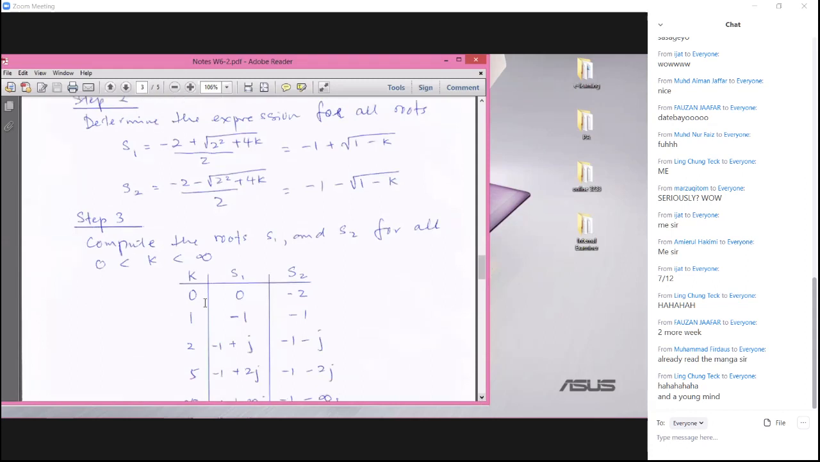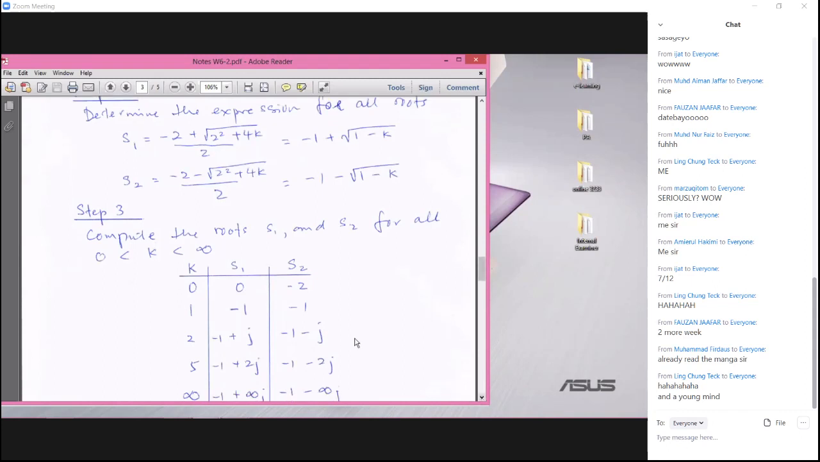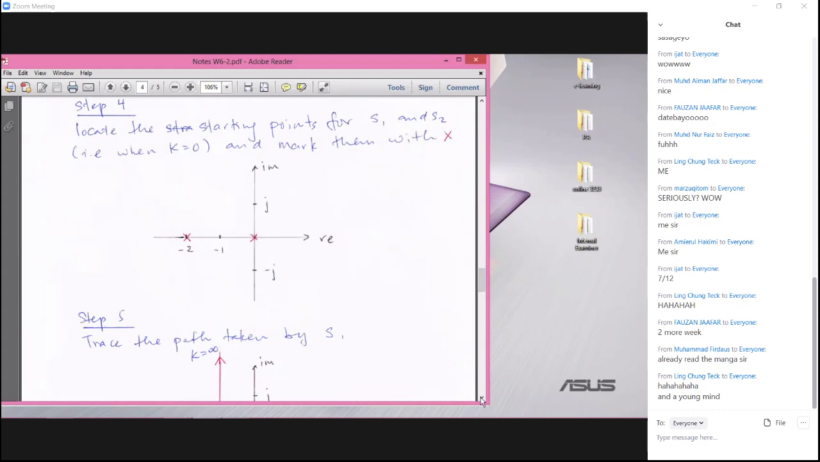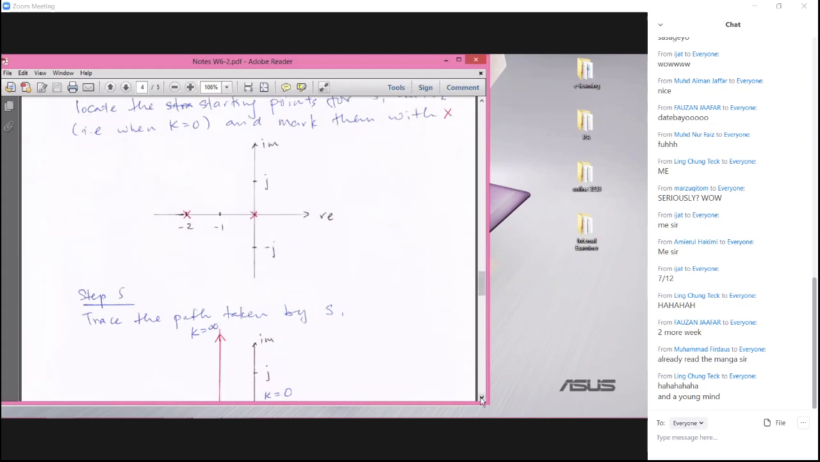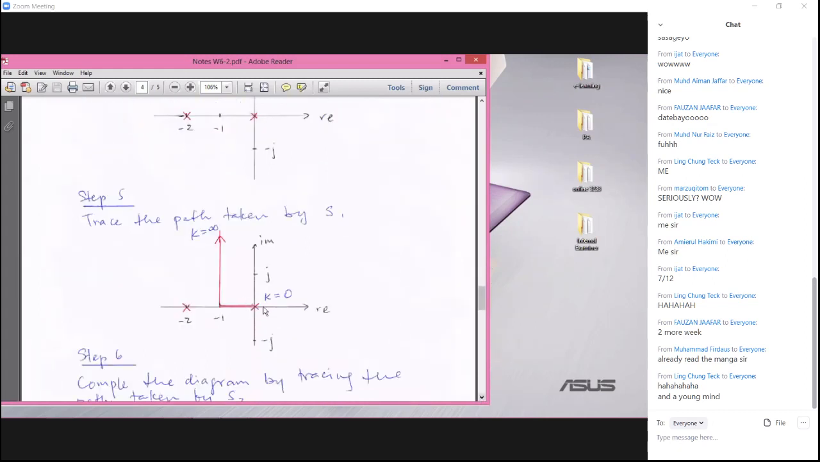From k equal to 0 to 1, the roots are still real numbers: 0, negative 0.5, negative 1. When k is greater than 1, the roots become complex. So you trace that out up to infinity. There is the path taken by the first root. And finally, you can now trace the second root.